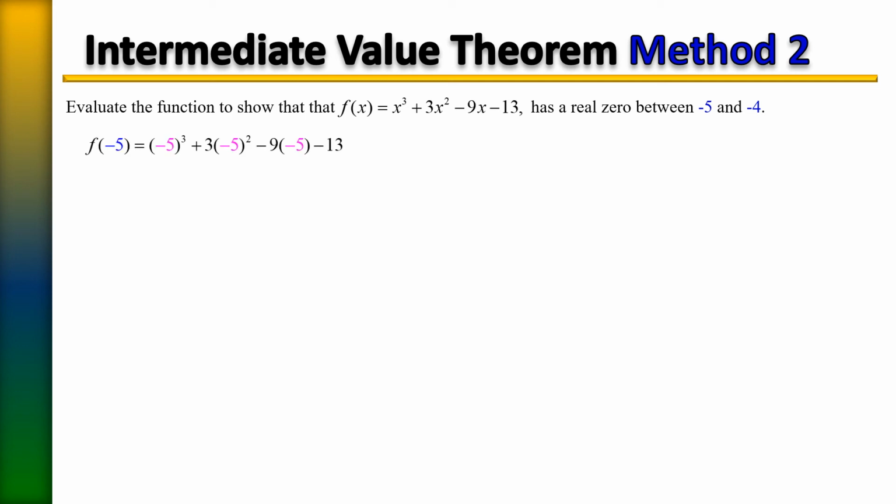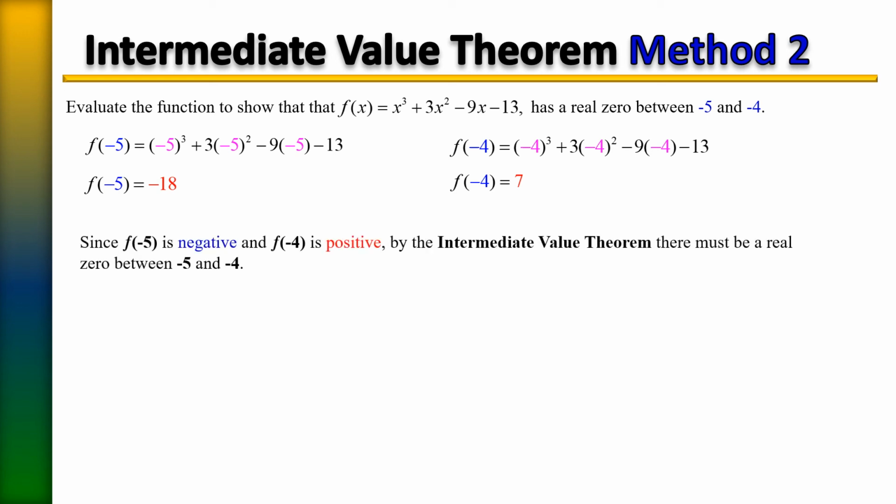So again, starting with -5, plugging that in place of x. When I continue to do the math, I get an output of -18. I'm going to do the same for f of -4. Plug in -4 in x's place. My output, when I do the math, gives me a +7. And again, notice that our outputs are opposite in sign, which proves that by the intermediate value theorem, there must be a real zero between -5 and -4.